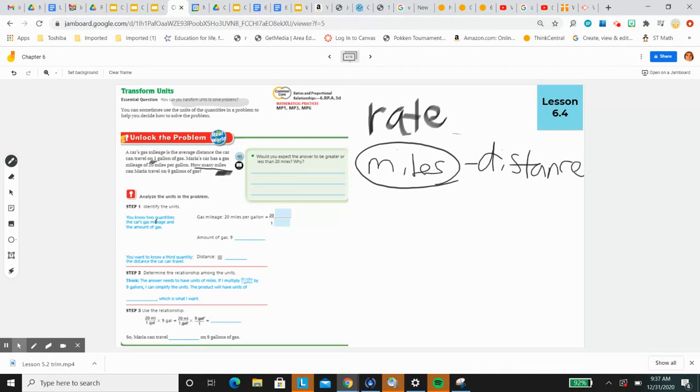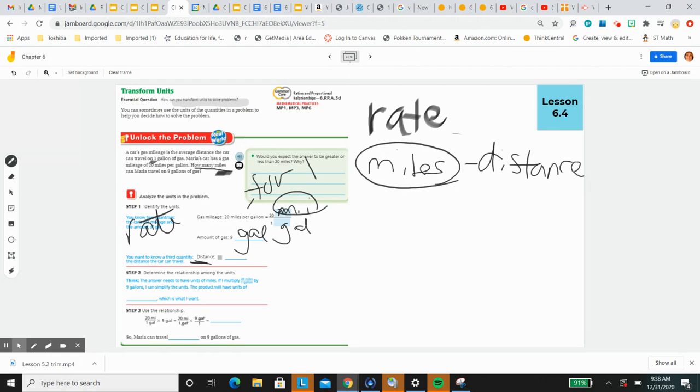First of all, we're going to identify the units. The vehicle can go 20 miles per gallon. Per means for one. So that would be 20 miles per gallon. That's our rate. Here is our rate right here. Now the amount of gas is 9 gallons, right? So I want to know how far, how many miles, she can go on 9 gallons. So my answer is going to be a distance answer.